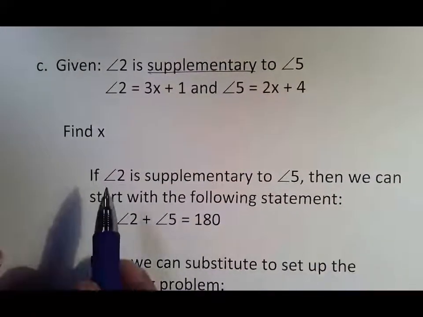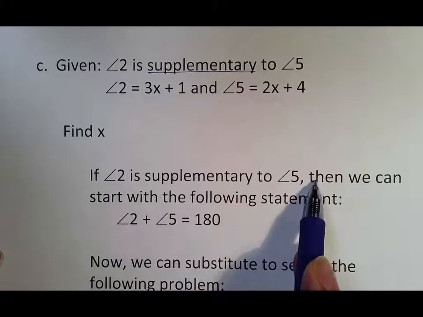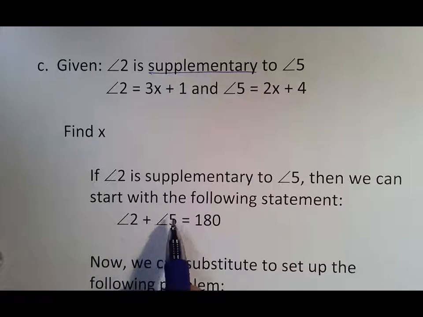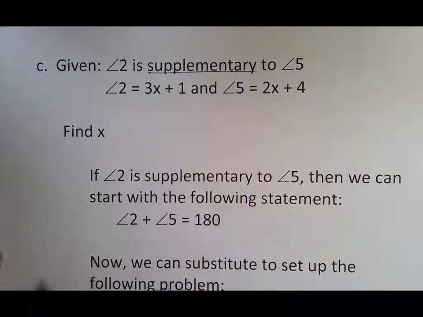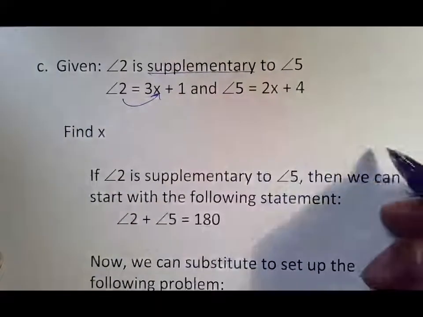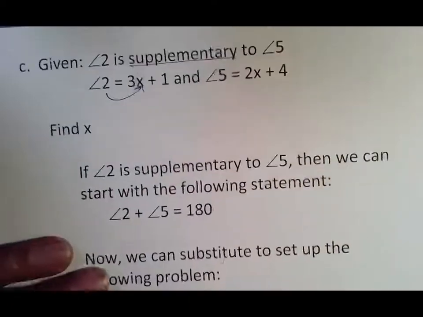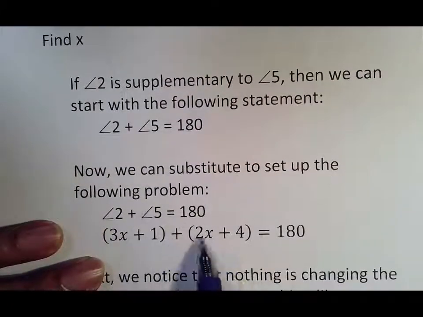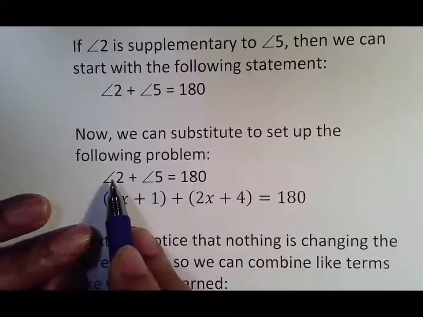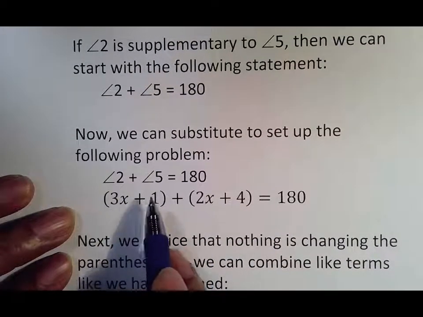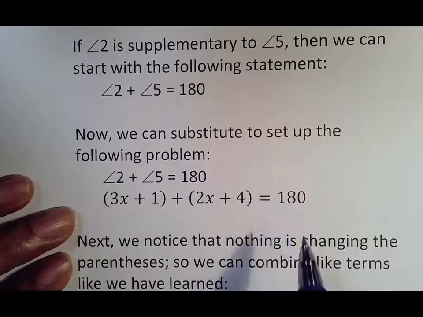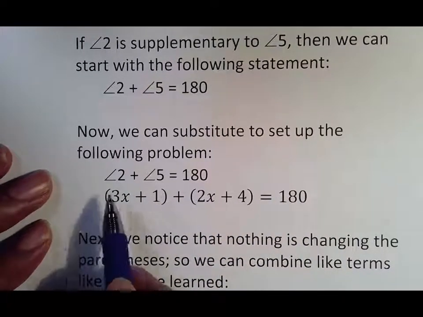Once again, if angle 2 is supplementary to angle 5, supplementary means they add up to 180, so we can start by saying angle 2 plus angle 5 equals 180. And then once again, we can turn angle 2 into 3x plus 1, which we do here. We could turn angle 5 into 2x plus 4, which is what we did here, equals 180. So again, angle 2 turns into whatever angle 2 was, angle 5 turns into whatever angle 5 was, equals 180. From there, nothing's going to change.